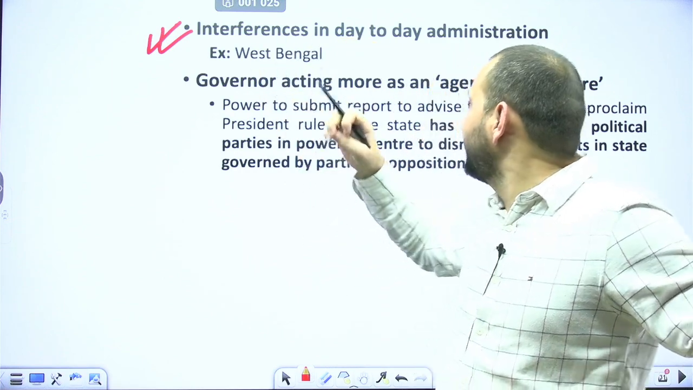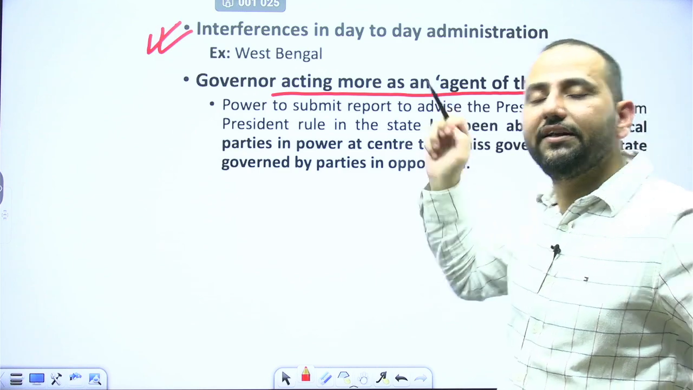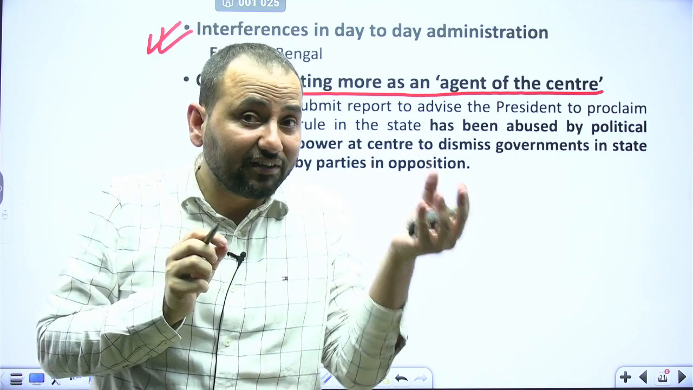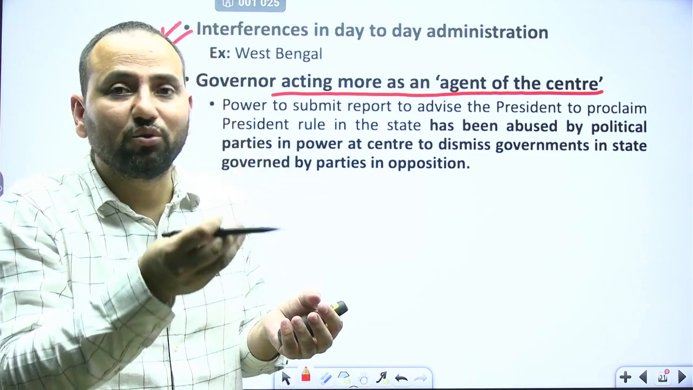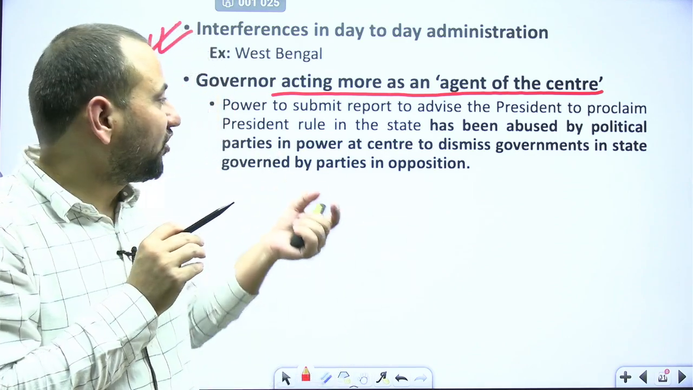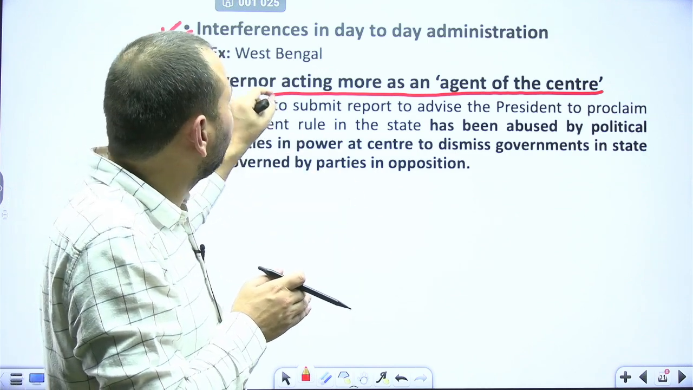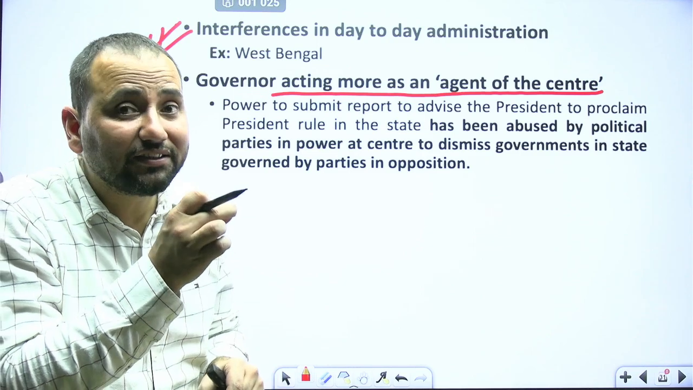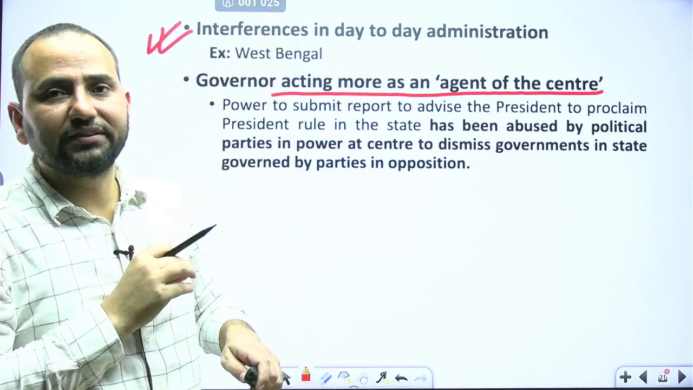If you move forward into this, we have also seen that the governor is acting more as an agent of the center and less as the constitutional head. If the governor is acting as an agent of the central government, it will automatically raise the interest of the central government, and it will automatically raise this issue of center-state relations also. We have been seeing this rise of the agent of the center at various places, and this is mainly seen where we have different governments at the center and the states. In those places, we see it more often.